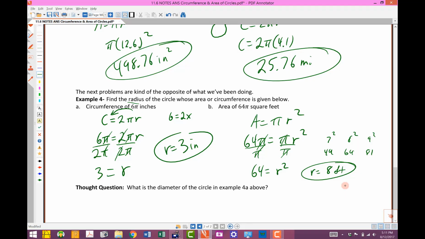Now I do want to have one more little thought question here. It says, what is the diameter in the circle of example 4a above? So here's 4a. We found the radius. What's the diameter? Well, remember, the diameter is twice as big as the radius. The radius is halfway across, the diameter is all the way across, so we're going to have 2 radiuses. So if we just doubled that, we're going to take that 3 inches, times it by 2, and we end up with 6 inches.